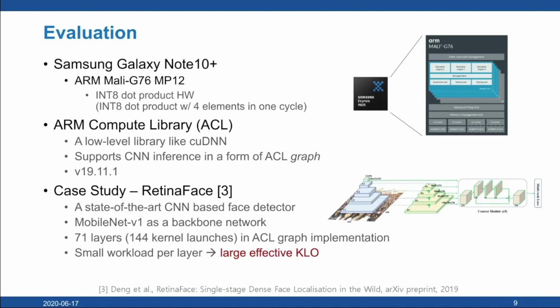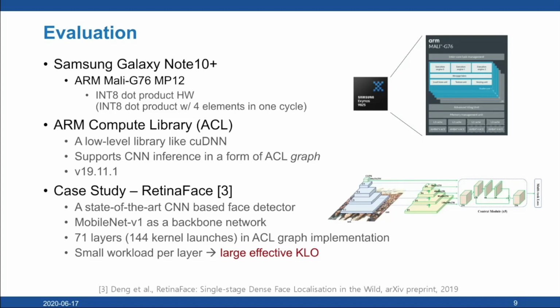The baseline in our experiment is ARM Compute Library, or ACL. ACL can be thought of as a low-level library for deep learning, like cuDNN for NVIDIA GPUs. We support CNN inference in the form of ACL graph. We use ACL graph for comparison.